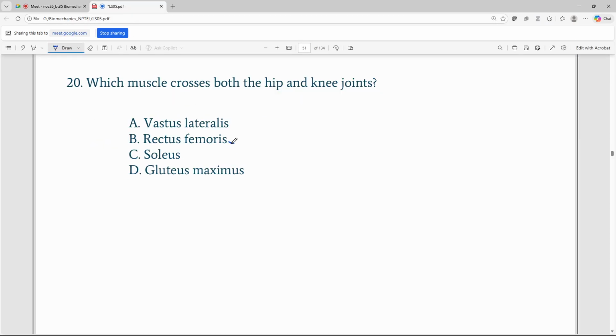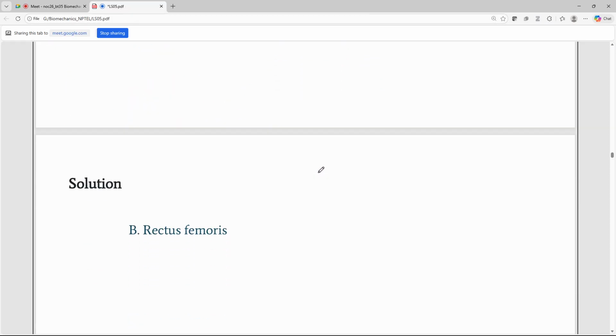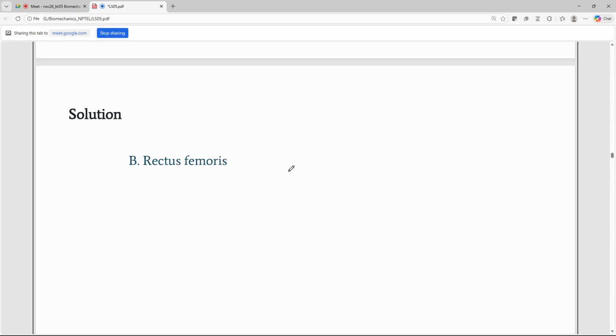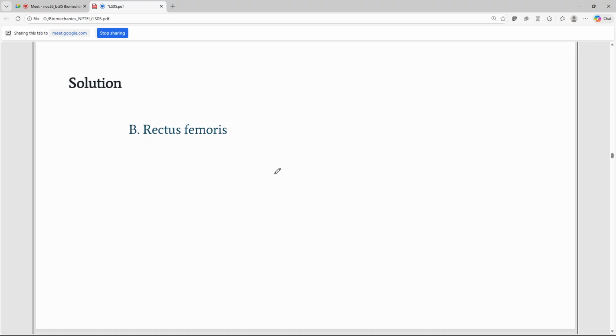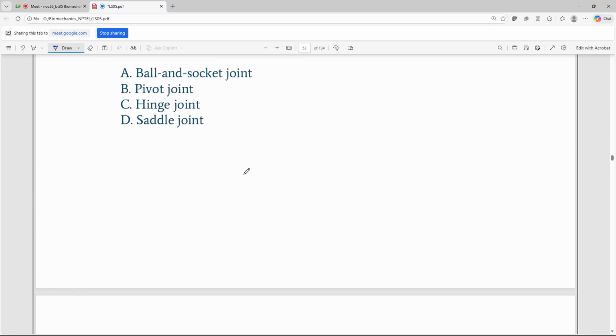Answer is option B, rectus femoris is the muscle which crosses the hip and knee joint. Next question.